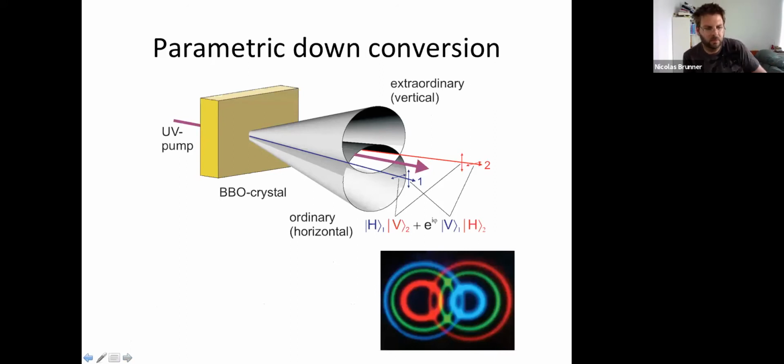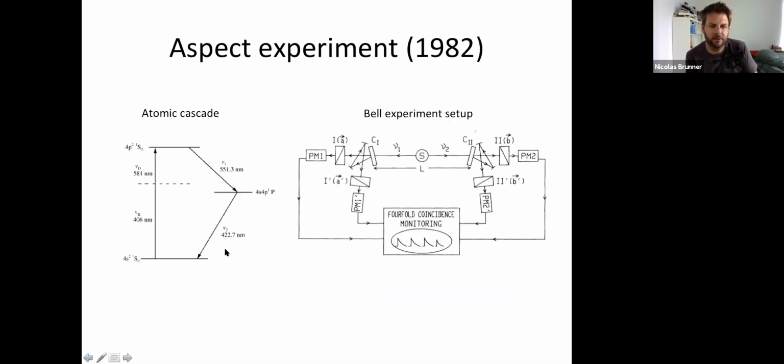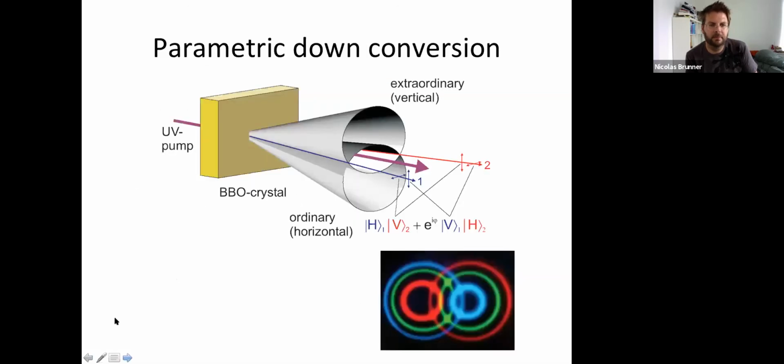So here is something else. This is parametric down conversion. This is, let's say, the more modern way of creating entanglement in the lab. So in Aspect's experiment, you had an atomic cascade. Now with parametric down conversion, the idea is a bit different. You have some medium here, which is this yellow thing, and this is a crystal. You see here it's BBO, an acronym for the exact composition of this system.